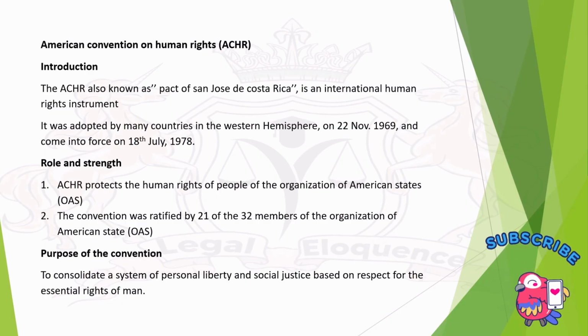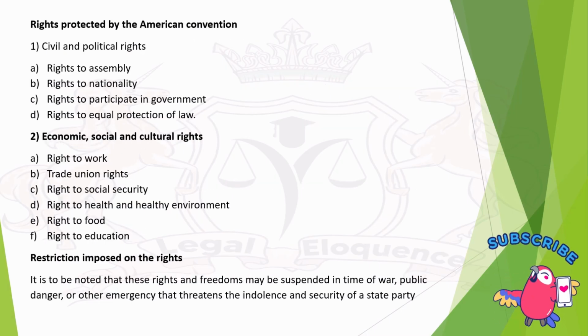The purpose of the convention is to consolidate a system of personal liberty and social justice based on respect for the essential rights of man. Rights protected by the American Convention: civil and political rights, right to assembly, right to nationality, right to participate in government, right to equal protection of law; economic, social and cultural rights, right to work, trade union rights, right to social security, right to health and a healthy environment, right to food, right to education. Restrictions imposed on the rights: it is to be noted that these rights and freedoms may be suspended in time of war, public danger or other emergency that threatens the independence and security of a state party.